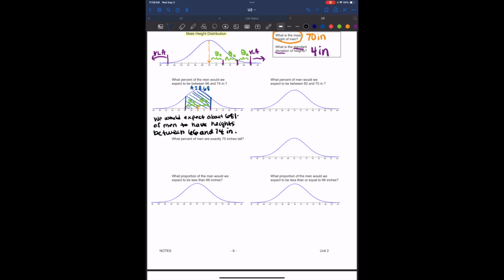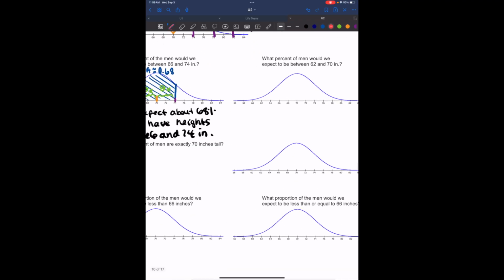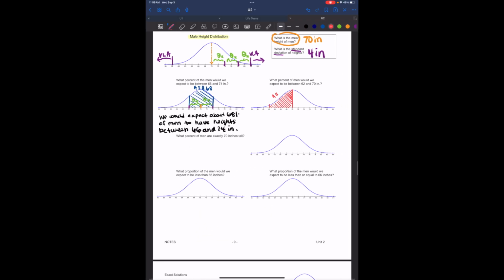The next one to the right says, what percent of men would we expect to be between 62 and 70 inches? So let's go find 62 inches. Here it is, and 70 inches. So we need to find how much area is underneath of this curve. I'm just going to kind of label that up here. Now, one of the things that I would like to note is how many standard deviations this appears to be away. Notice it's 1 standard deviation away this way, 2 standard deviations away.